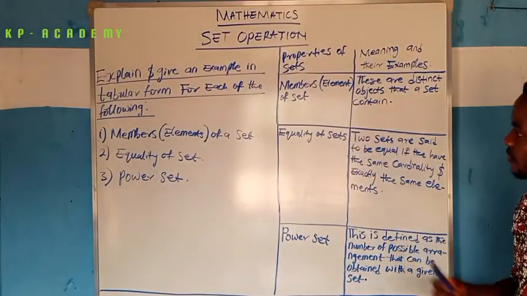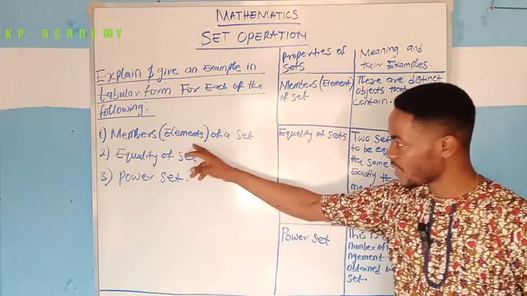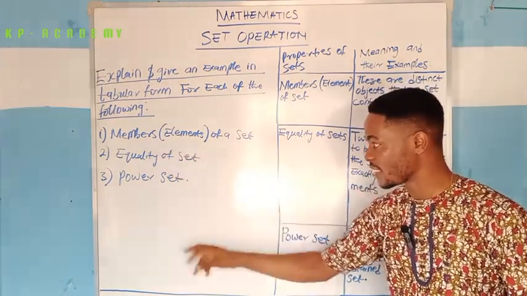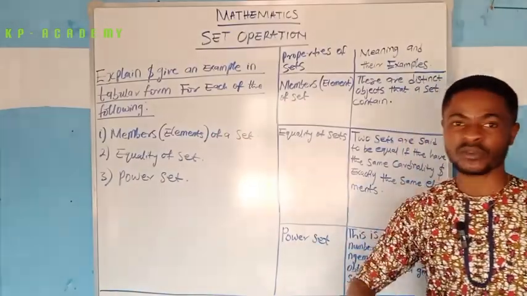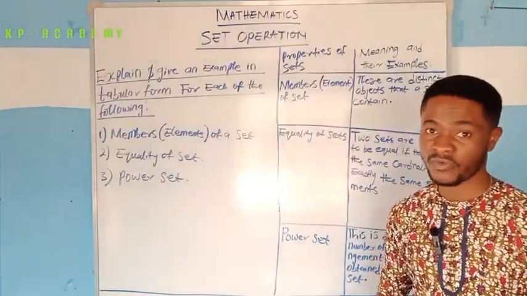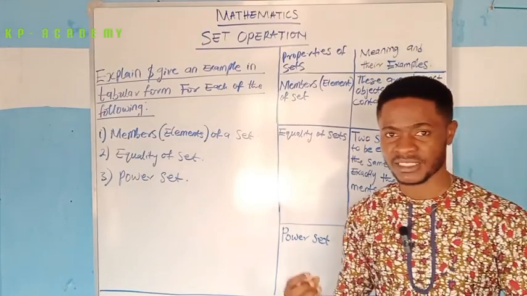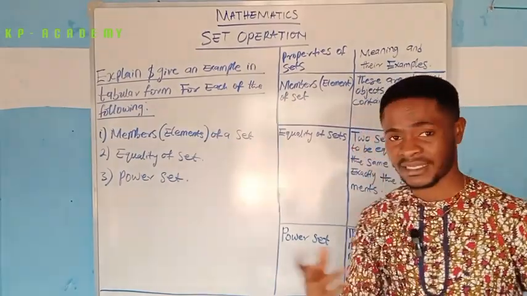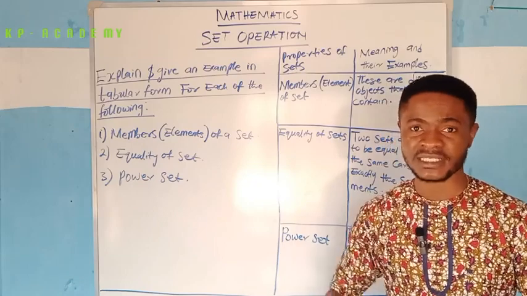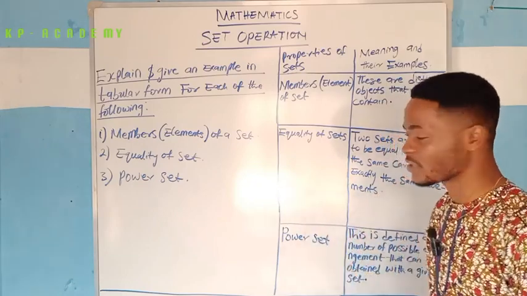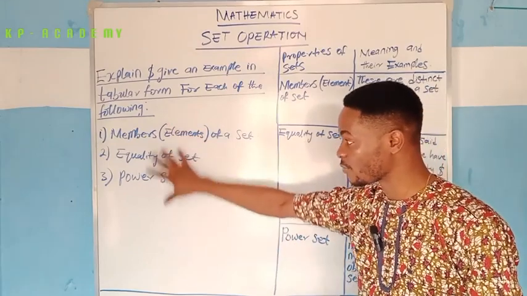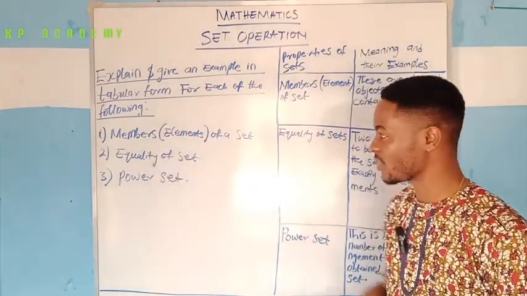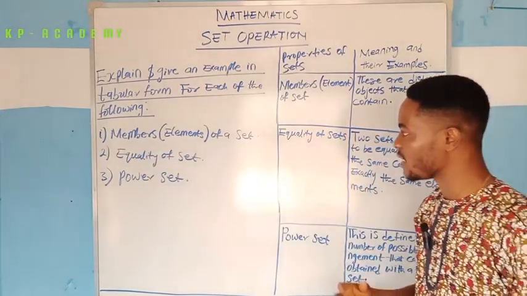Now, first of all, I want you to understand that member or element of a set, equality of a set, and power set of a set, these three things are some of the properties of a set. Of course, there are many other properties of a set, like modulus of a set, cardinality of a set, union of set, intersection of set. But in this particular question, we should just explain and give examples of these three in a tabular form.